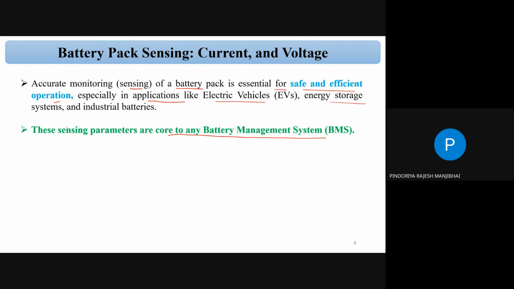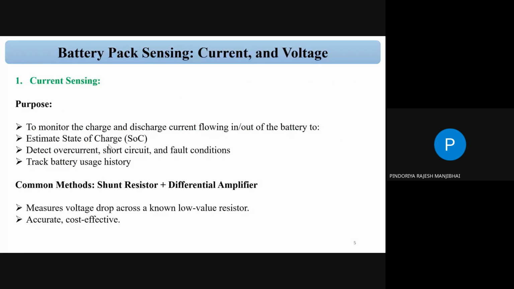These parameters are voltage, current, temperature, SOC, depth of discharge, and power. So many parameters we have to sense. How can we sense the current, voltage, and temperature? This is the most important part. Current sensing: the purpose of current sensing is to monitor the charge and discharge current flowing in and out of the battery. Why do we have to sense the battery current? We have to see how much current there is, and estimate the state of charge. So we have to estimate the SOC.